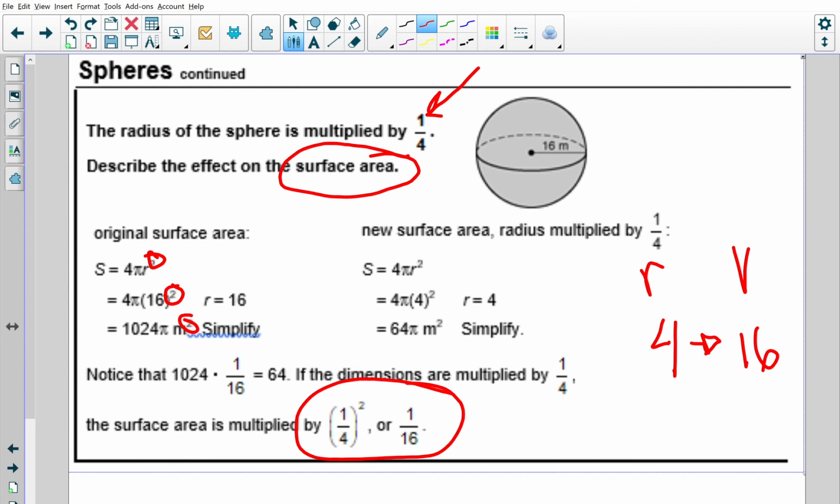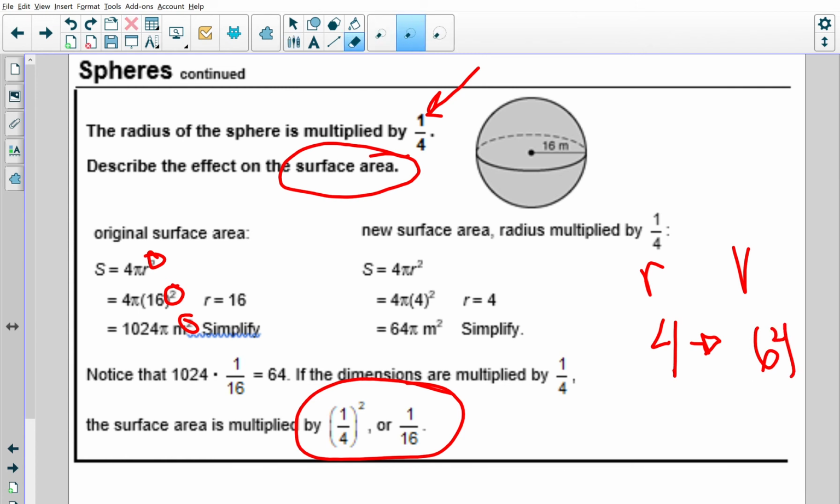Radius, volume. No! Volume, cubic. 4 times 4 times 4. So this is area. Volume would be cubed, so on and so forth.